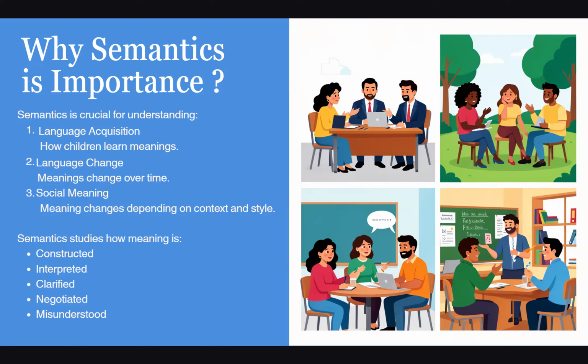And the third is social meaning. Meanings change depending on context and style. For example, father in a formal situation and in informal, old man, colloquial, for example. Semantics studies how meaning is constructed, interpreted, classified, negotiated, and misunderstood.